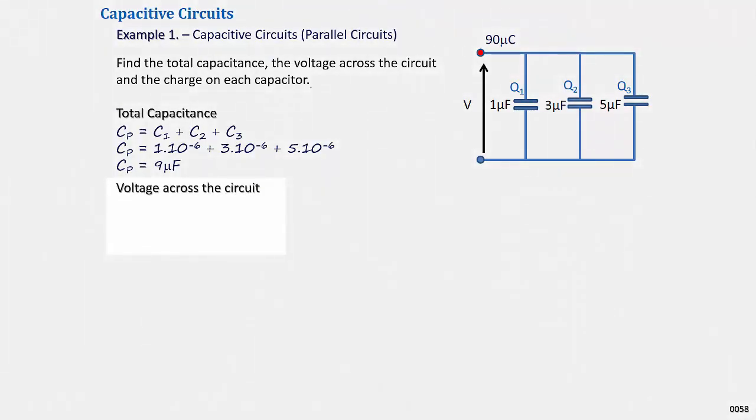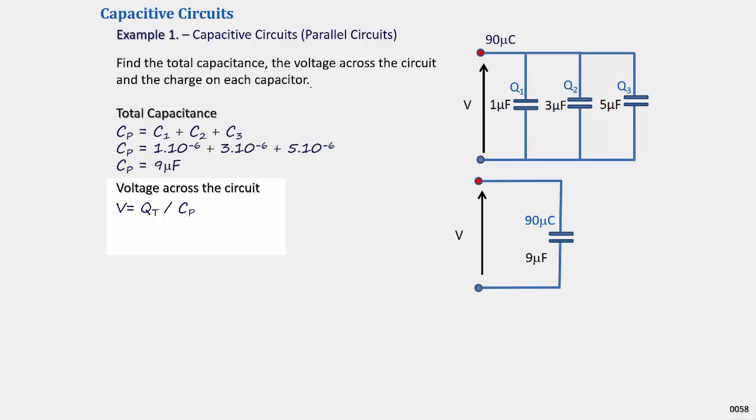To find the voltage across the circuit. From our formula, we know that the circuit voltage equals the total circuit charge divided by the total circuit capacitance. Substituting the values, V equals 90 times 10 to the power minus 6 divided by 9 times 10 to the power minus 6, which equals 10 volts.